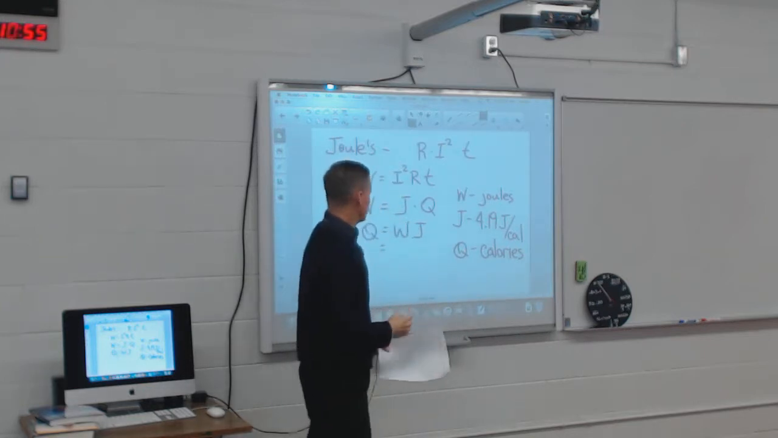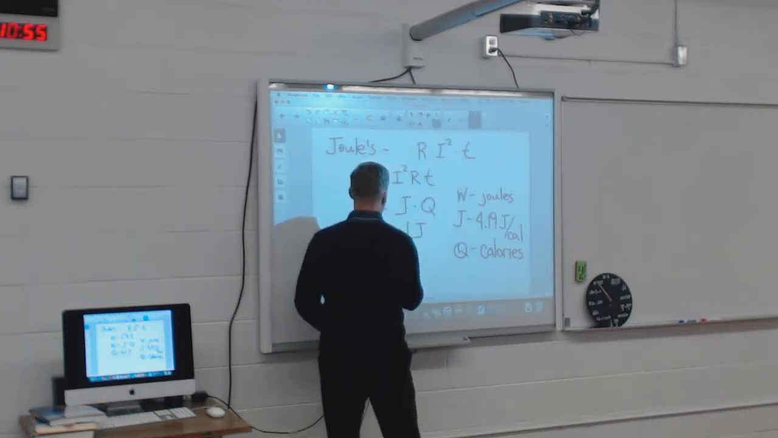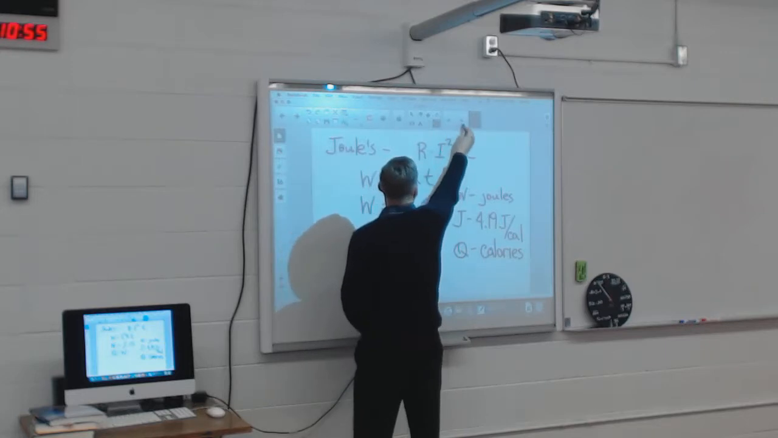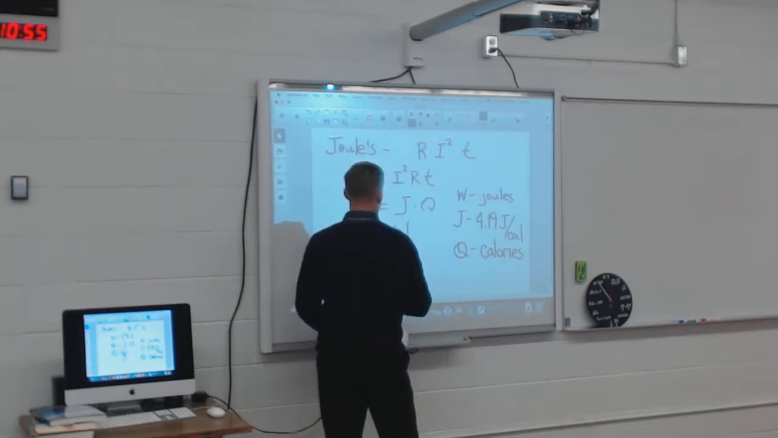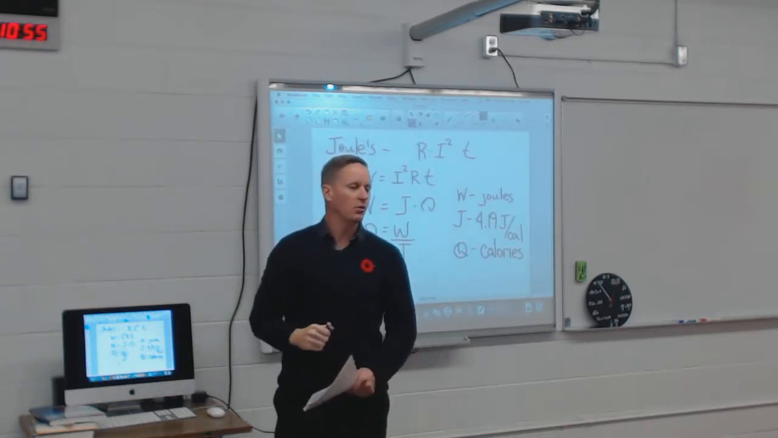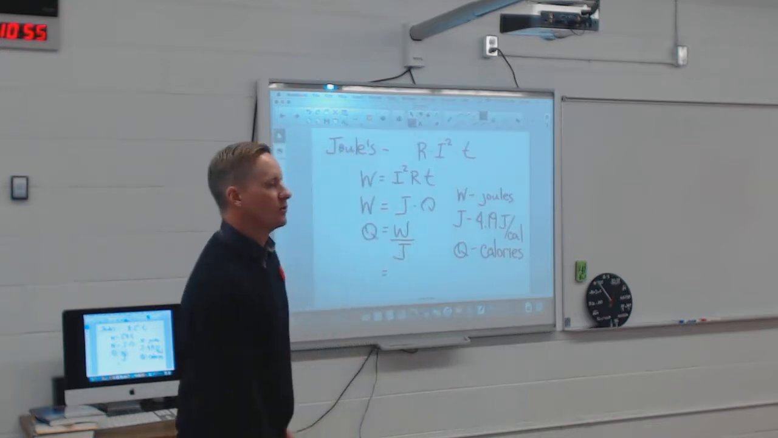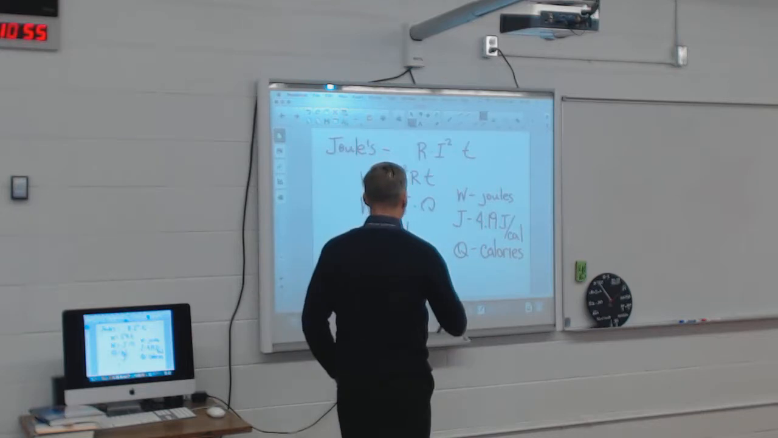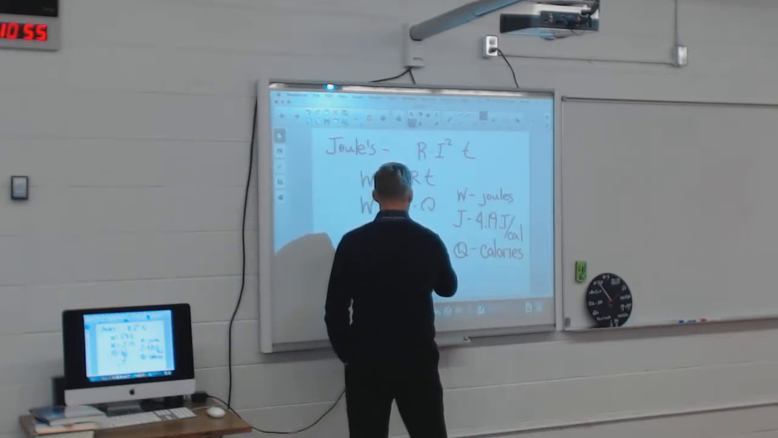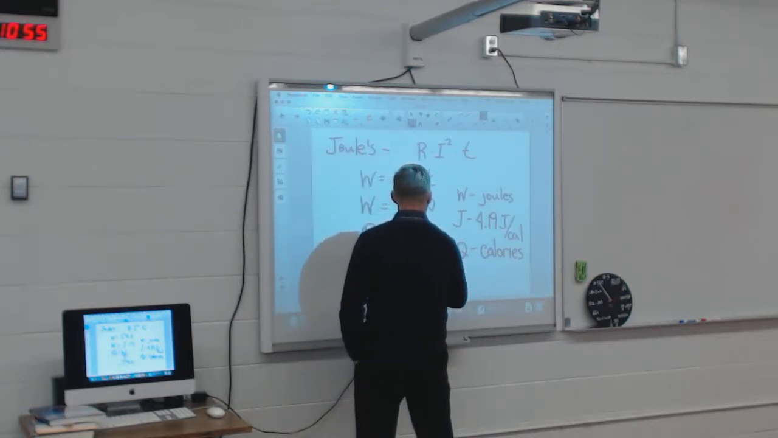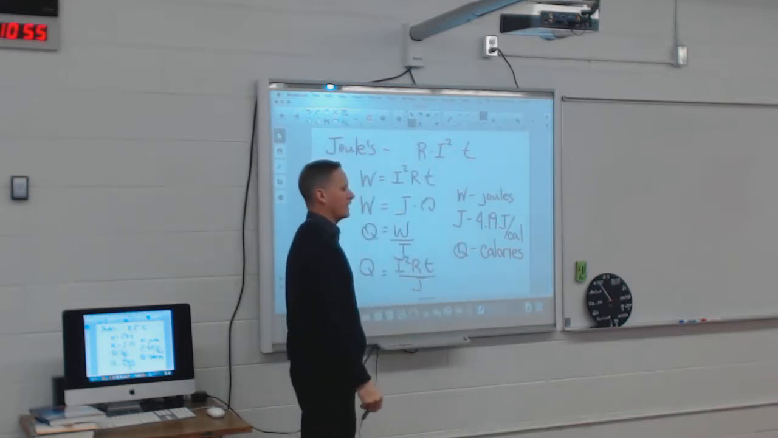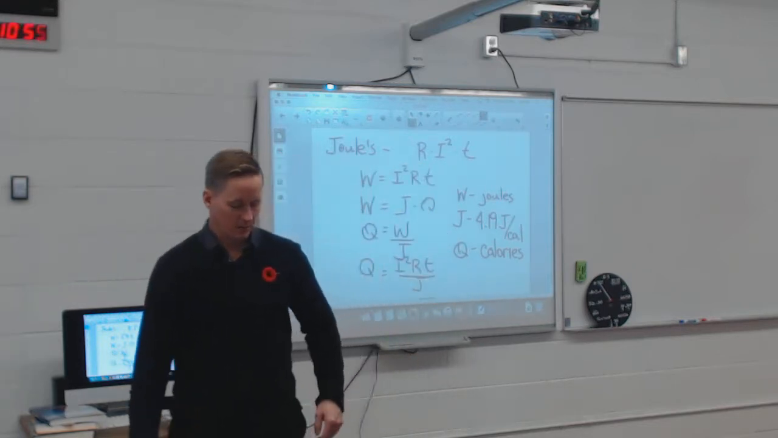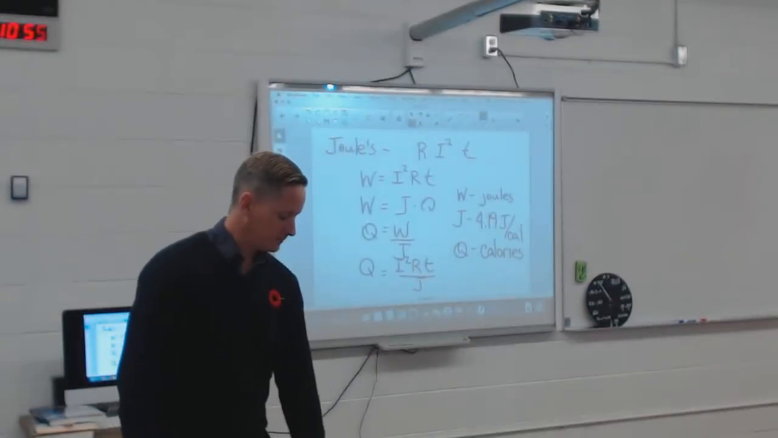and we referred, oh sorry, that's not right. And we referred to work using Joule's law, this actually becomes I squared RT over J, and that is the quantity of heat. Q.